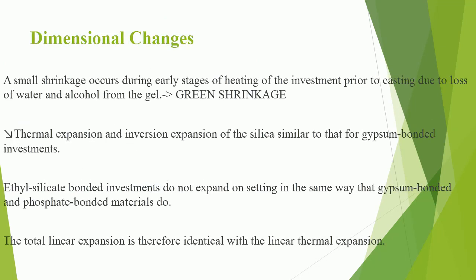Now, when the silica bonded investment material is setting, a small shrinkage is observed during the early stages of heating prior to casting due to the loss of water and alcohol from the gel. This is known as green shrinkage. Green shrinkage is also a very commonly asked question. And what is green shrinkage? Just remember that this takes place in the silica bonded investment materials when during setting there is loss of water and alcohol, and that results in a small shrinkage.